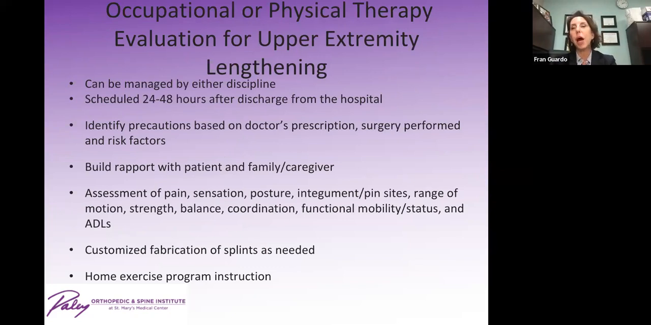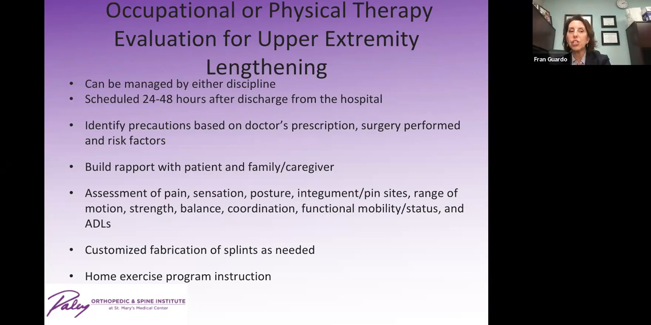So the upper extremity lengthening can be treated by either an occupational therapist or a physical therapist. Either discipline treats that very well and does a great job with it. Typically in our center, they spend a couple days max at the hospital. Sometimes they're only there overnight. And then they come to see us 24 to 48 hours after they're discharged from the hospital. So we get them right into therapy right away.